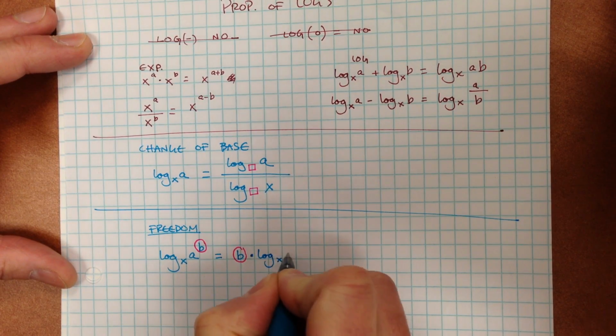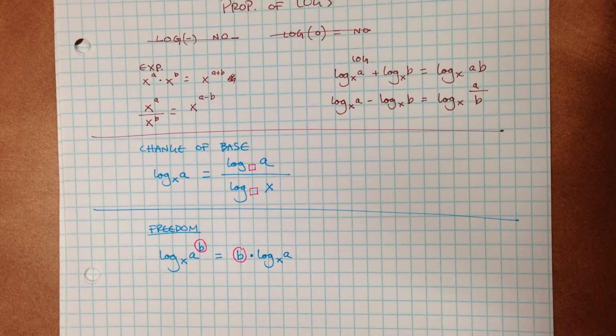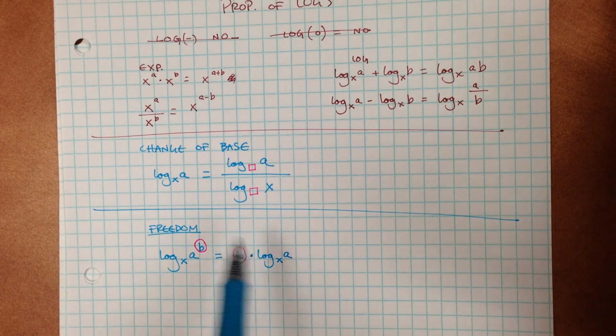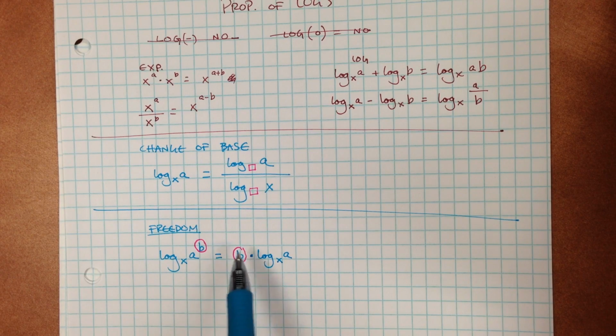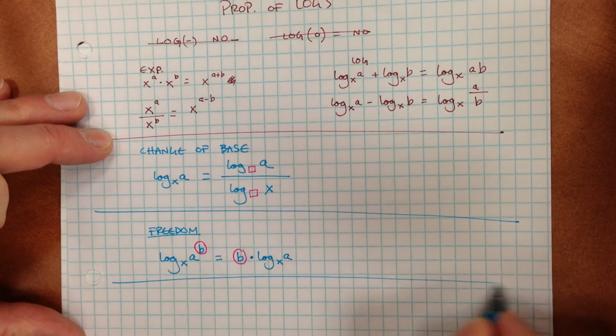log base x of a. So that exponent has the freedom to bounce down from that exponent spot to come down out in front. It also has the freedom to move from this position out front when it's multiplication, coming up as the exponent there. Okay, gives it a lot of freedom.